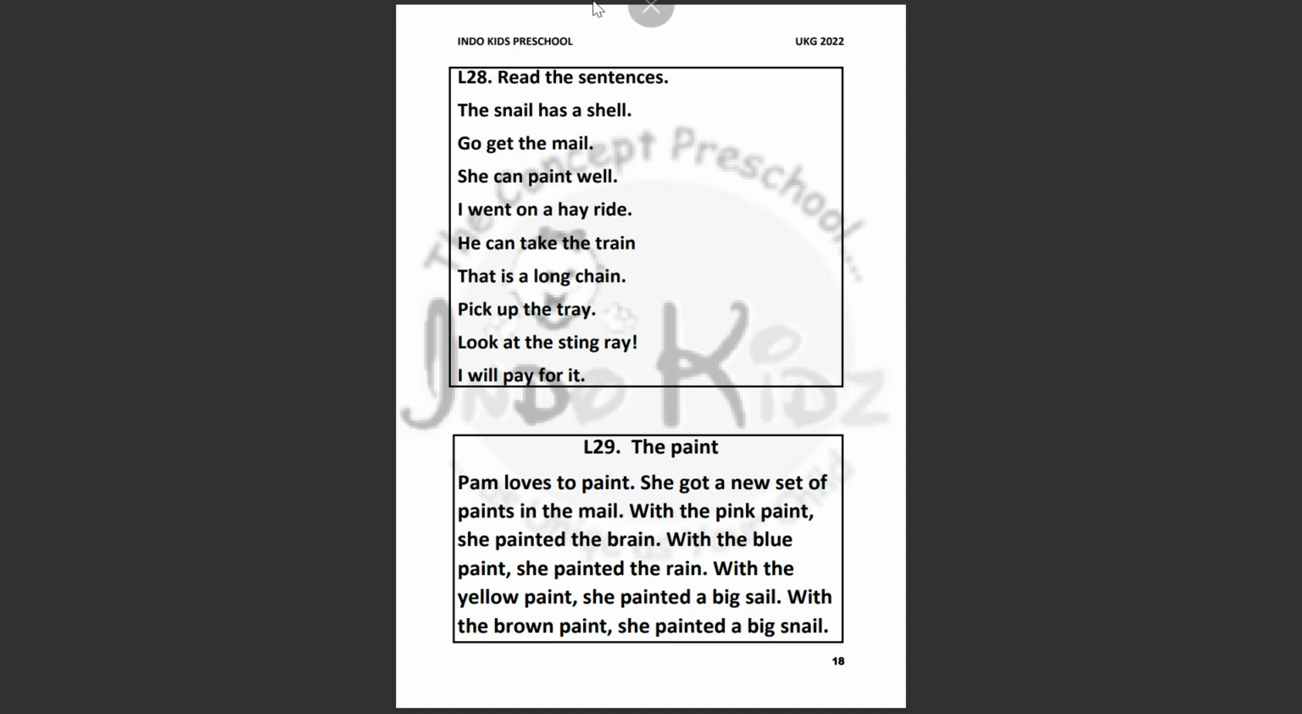Lesson number 28. Read the sentences. A-I, A. Two vowels are together, long sound A, A-I, A. Snail, has a SH is shell. The snail has a shell. Go get the mail. She can paint well. I went on a hay ride.